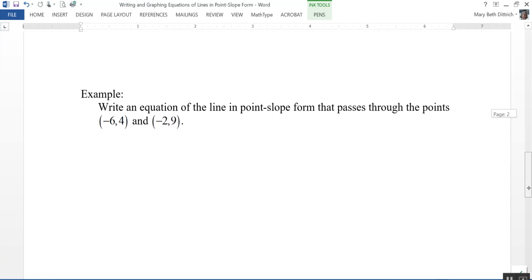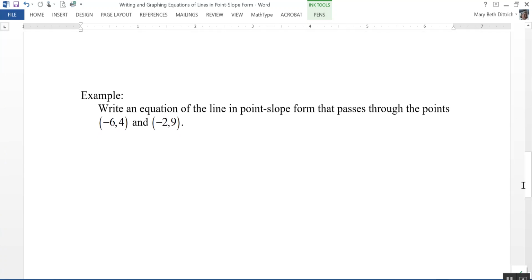And let's take a look at this example. Write an equation of a line in point-slope form that passes through the points -6, 4 and -2, 5. So the first thing I want to do is find my slope. So my slope is going to be 5 minus 4 over -2 minus a -6, or 1/4.